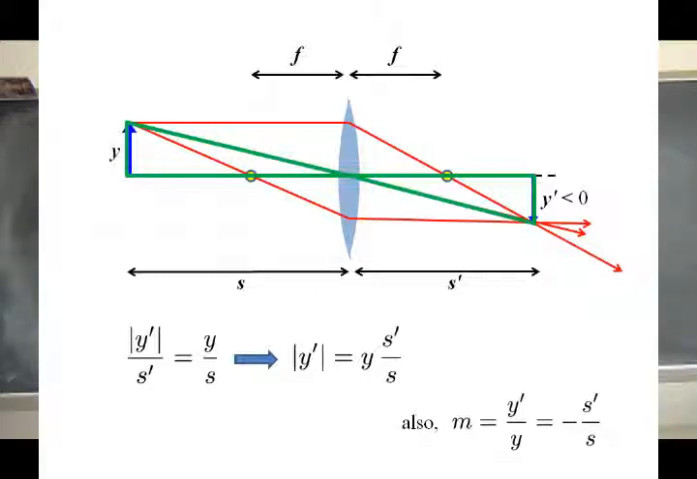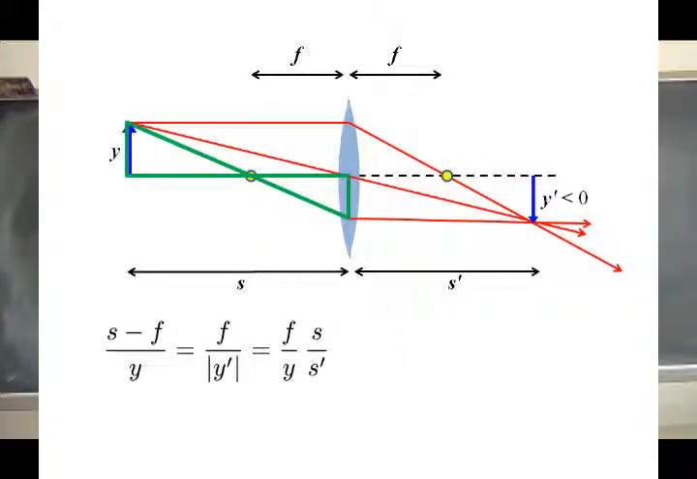The first one is a triangle formed by the image and the object and the vertex, the point in the middle, and these are similar triangles. And from this, just like before, we get a relation between y prime, y, s prime, and s. And it basically tells you that the ratio between the image size and the object size is the same as the ratio of the image distance and the object distance, with a minus sign because y prime is negative. And it also tells you that you can calculate the magnification by just taking the negative of the image distance over the object distance.